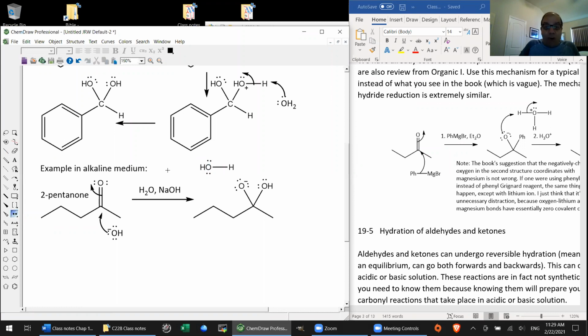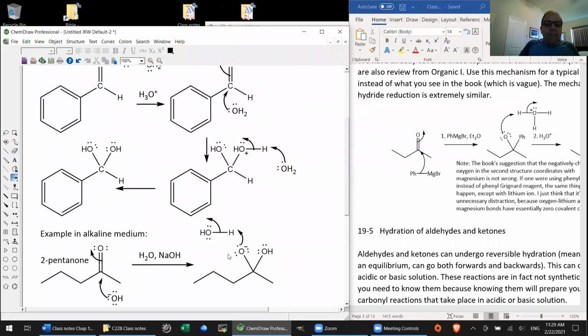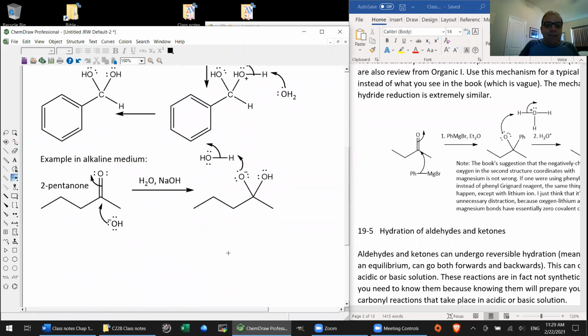So since water is the only thing around that can act as an acid, that's what we'll do. Remember, water is amphoteric. So we'll use water to put the proton on that oxygen. In so doing, we'll make a hydroxide ion. Well, we've already got those around. That's not a big deal. So that's it. Whereas I think we needed 3 steps in acidic medium, in basic medium, only 2.